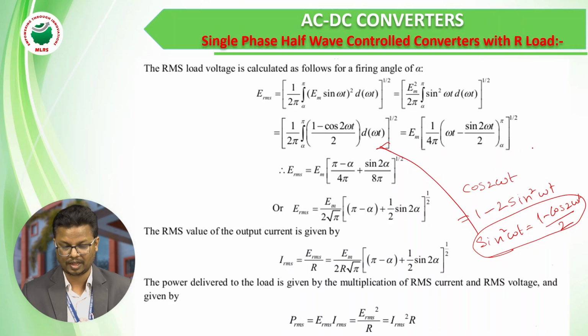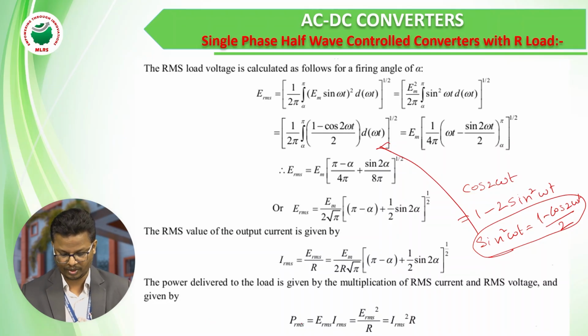After substitution of alpha and pi, we get the equation E_RMS equal to Em by 2 times the root of (1/pi) into (pi minus alpha plus 1 by 2 sin 2 alpha). Okay, so this is the E_RMS. To find I_RMS equal to E_RMS by R, so Em by 2R under root of (1/pi) into (pi minus alpha plus 1 by 2 sin 2 alpha).